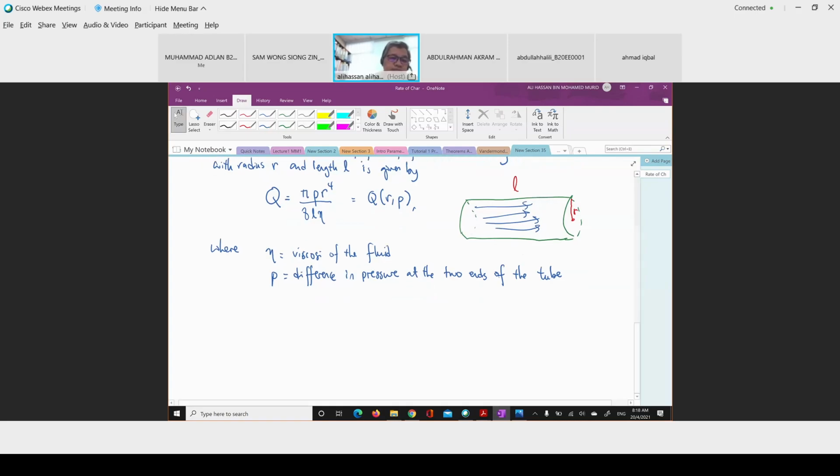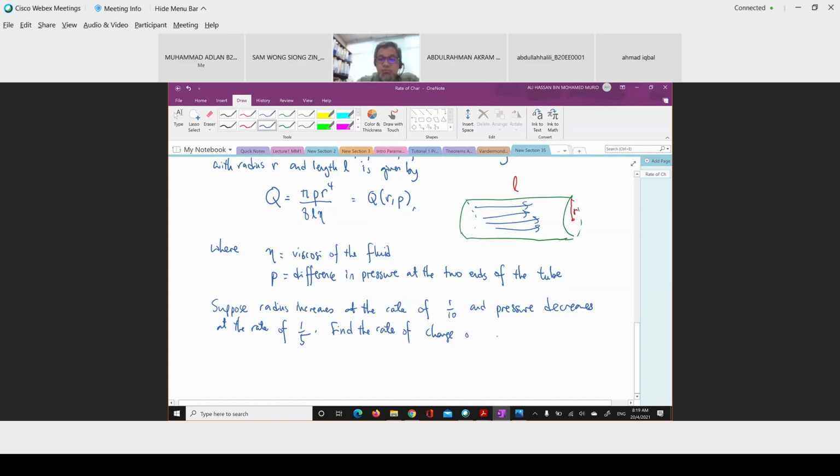So suppose the radius increases at the rate of 1/10, and the pressure decreases at the rate of 1/5. Okay. Find the rate of change of Q with respect to time t.